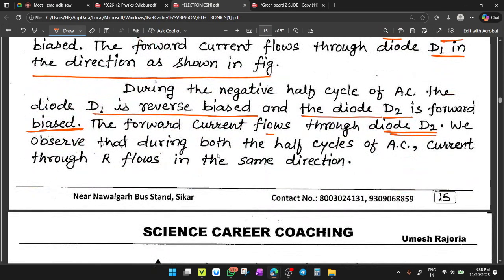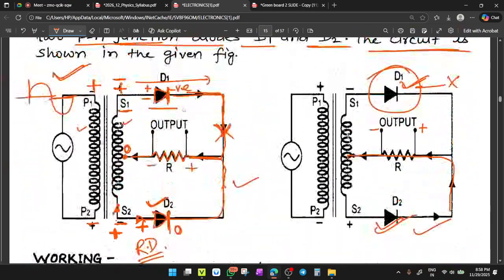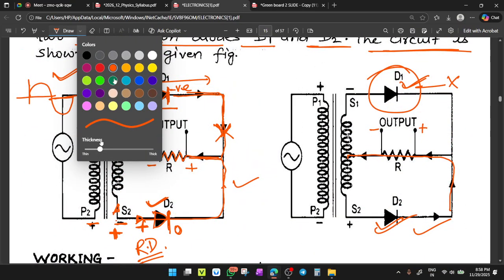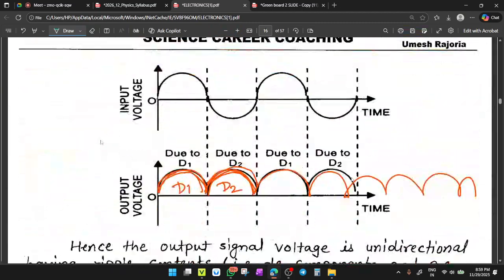We observe that during both the half cycles, AC current through the R flows in the same direction. Means in the first half cycle, the current flows through the load from right to left, means plus here and minus here. In the second half cycle, when D2 is working, current is flowing in the same direction, means the same positive and same negative will be there. So current will flow in the same direction, and you have the voltage in the same polarity. So from D1 and D2, you have the voltage with the same polarity.